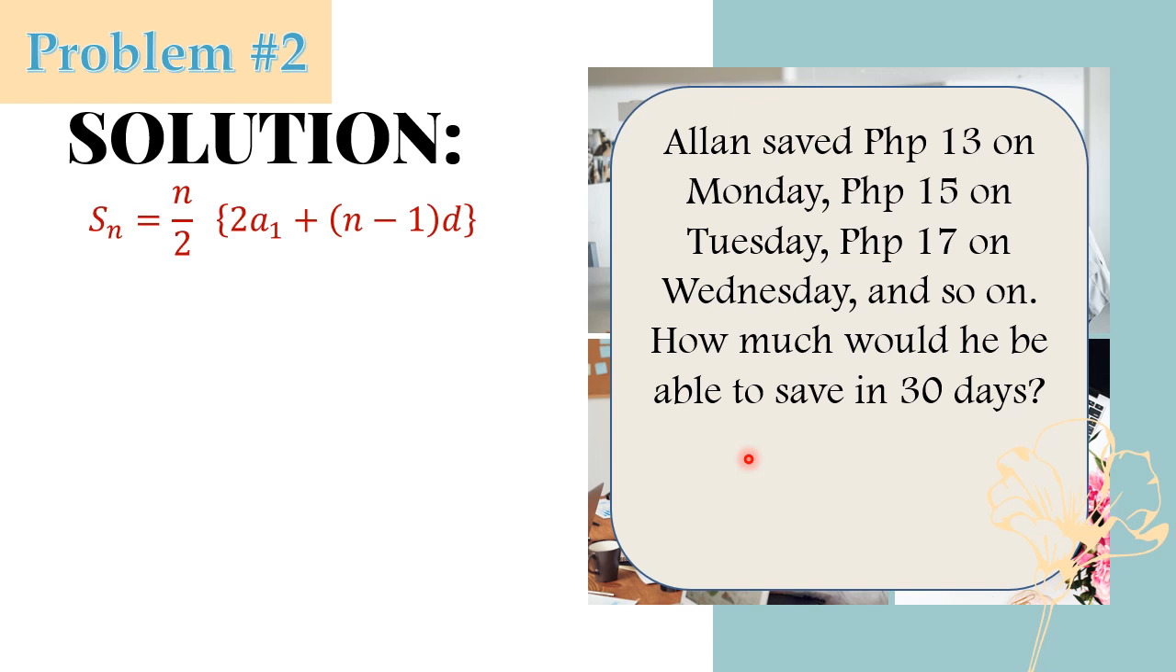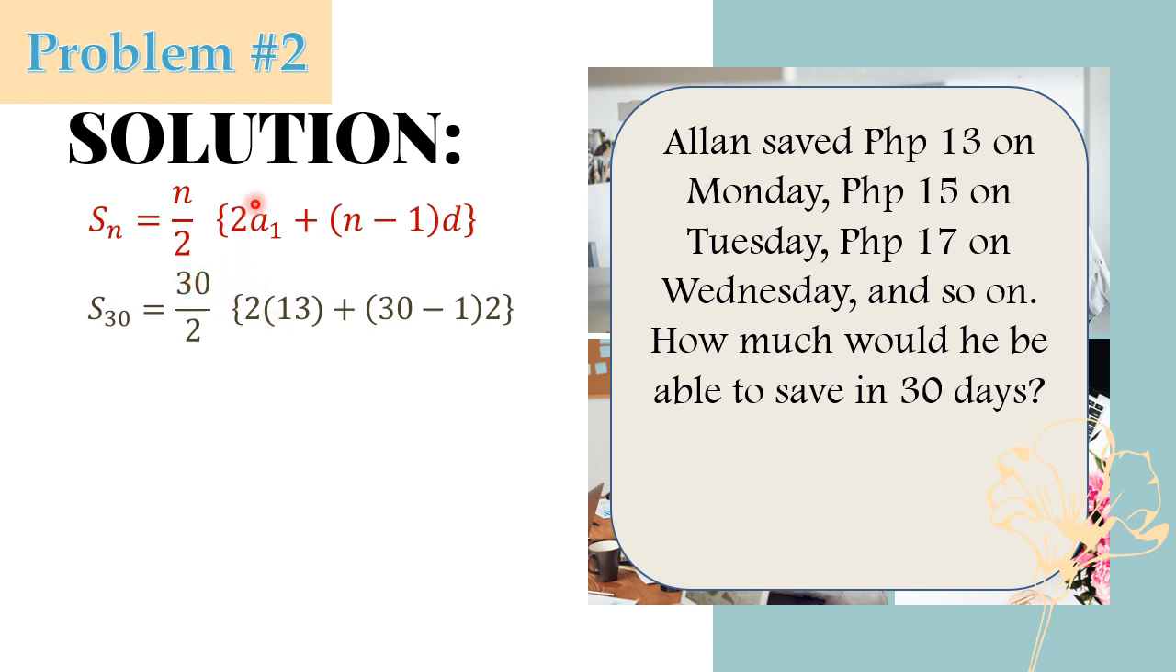Okay, so therefore here, you're going to use the arithmetic series formula. Here, I'm going to use the longer formula because the value of the 30th term or the 30th day is not given. And so, it's advisable to make use of the second formula for arithmetic series. So, substituting the given data, our n is 30 because you are looking for the sum of all the savings in 30 days.